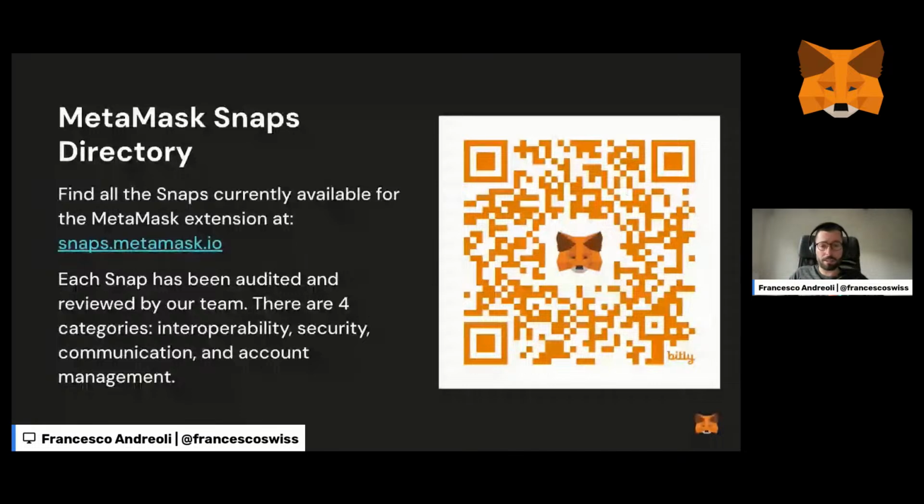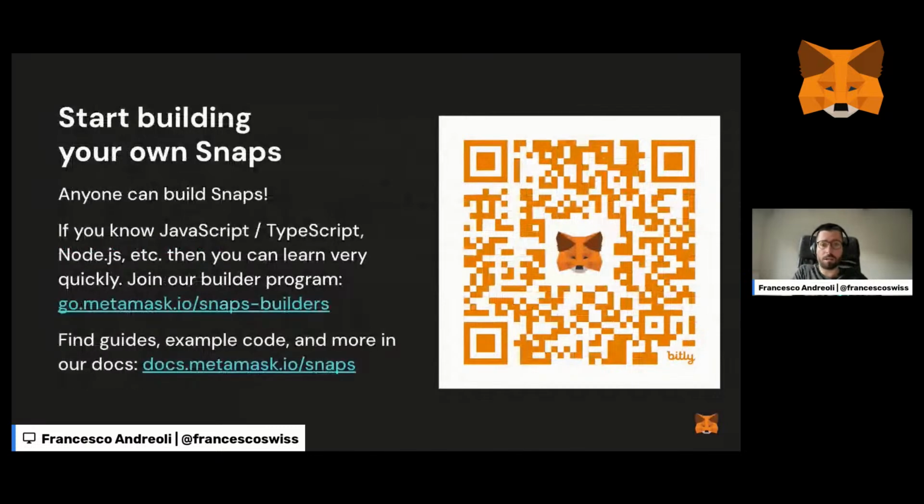This is just a quick QR code for anybody that wants to check out what snaps are. But basically, you see all our snap allow list there on snaps.metamask.io, and you have mainly those 4 categories: interoperability, security, communication, and account management. For the developers in the room, it's quite easy to start with Snaps. And we put here a couple of links. This QR code is redirecting you to the Snaps Builder link, where you have a bunch of example guides and videos, not just from our Ziad, our Snaps DevRel, but other people that we support.